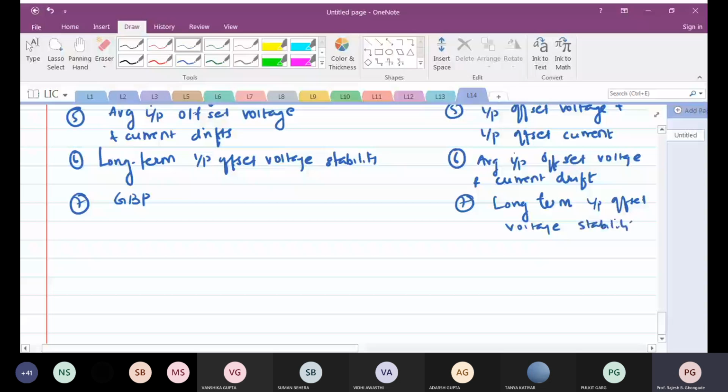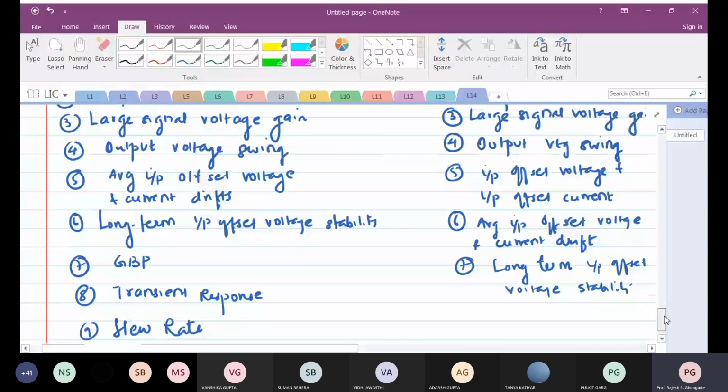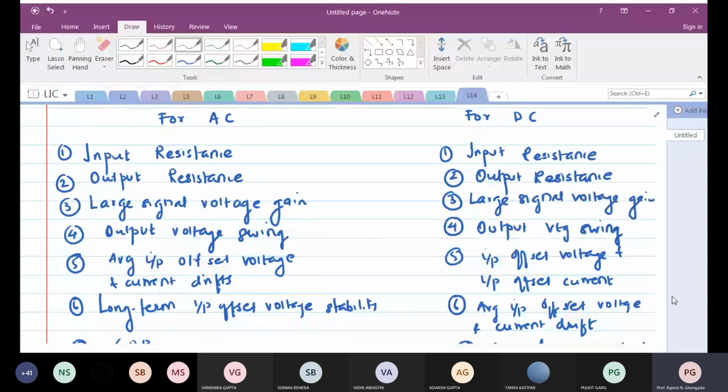Many of these parameters are common, no doubt about that. Here you have the transient response. Next you have the slew rate and the equivalent input noise voltage and current. So just have a look at these parameters which are relevant for AC and which are relevant for DC.